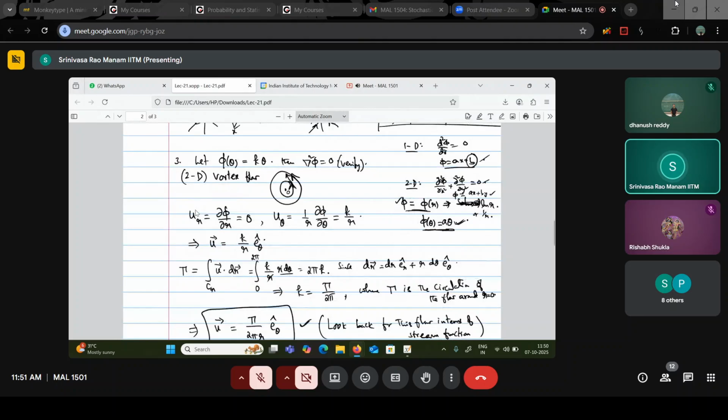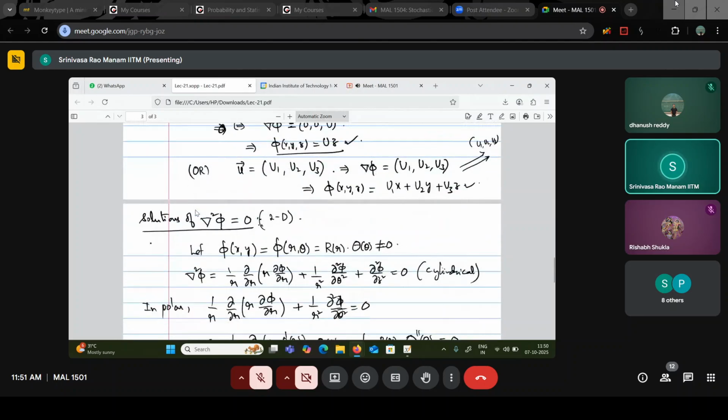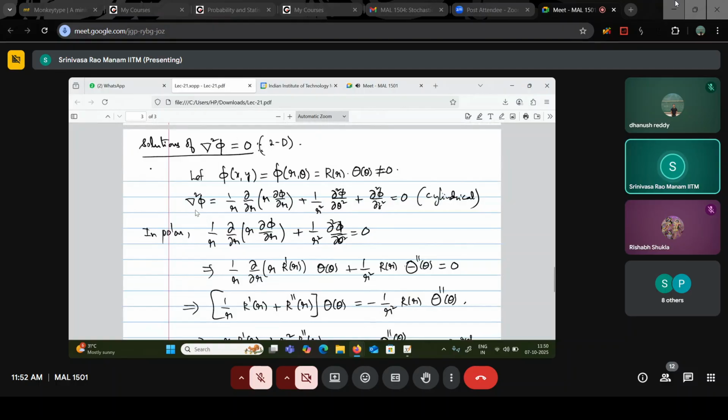This is what finally we did. We're getting back to this, and we have some flows, and then finally we're looking at the solutions of the Laplace equation. These solutions, I'm looking for in the form of separation of variables, R of r, Theta of theta. You put it in this equation, in the cylindrical coordinate system.